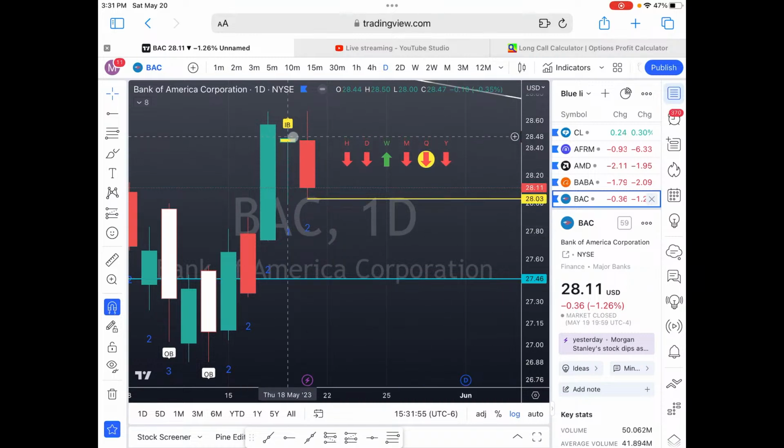You notice that inside bar there, okay? So that inside bar did its job, triggered, hit targets, and then it came right back through. So it's important to use your targets as your stop losses and to use your candlesticks on a smaller time frame as stop losses.